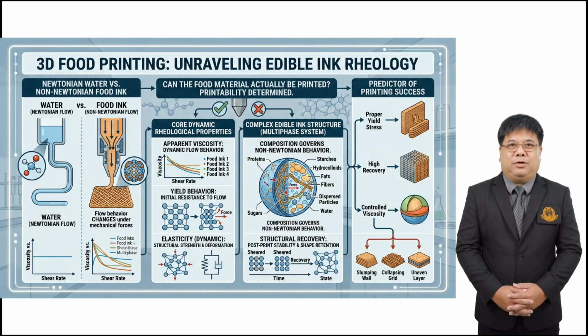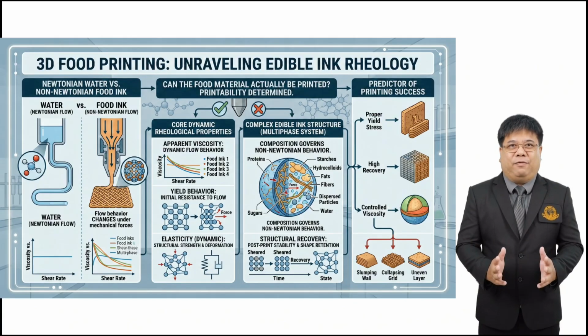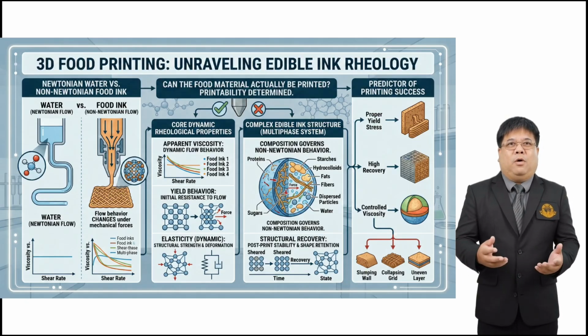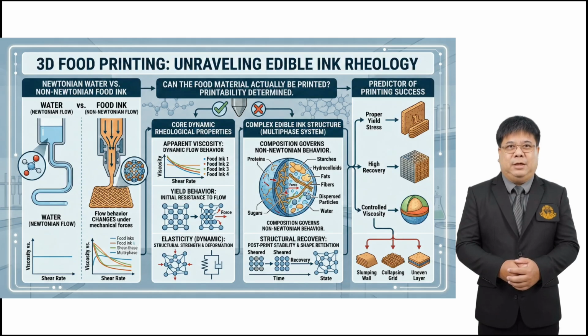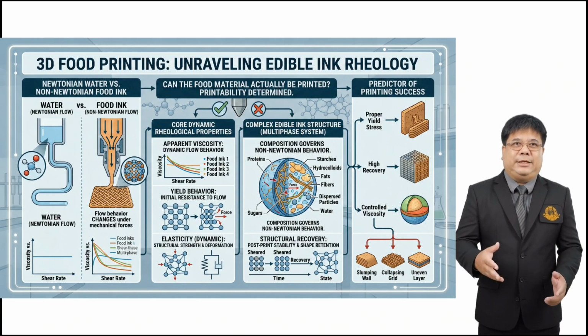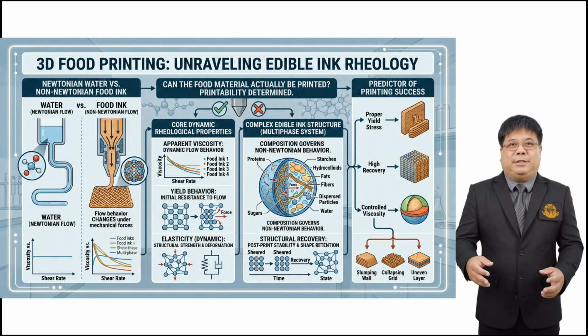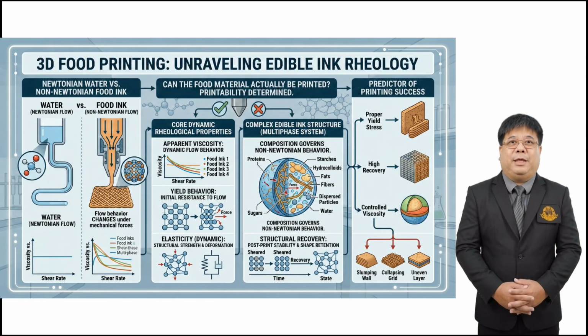This is where rheology becomes central. Printable food formulations behave as engineered non-Newtonian systems. Their flow behavior changes depending on the mechanical forces applied to them. Unlike water, whose viscosity remains relatively constant, food inks are typically composed of proteins, starches, hydrocolloids, fats, fibers, sugars, dispersed particles, and water organized into structured multiphase systems. Their apparent viscosity, elasticity, yield behavior, and structural recovery are dynamic, not fixed, and these properties determine whether the material can survive the printing process.